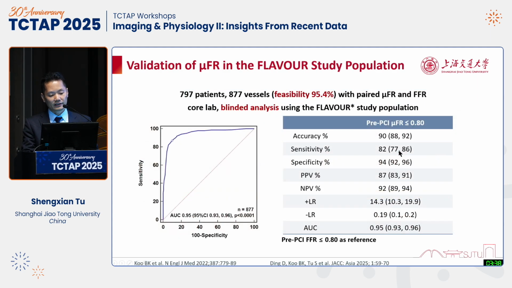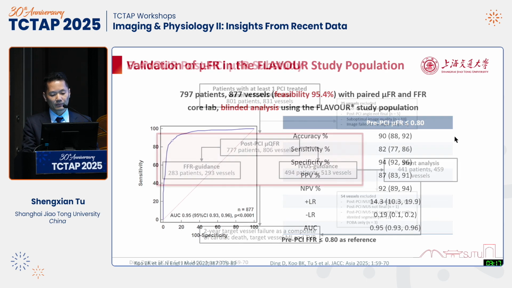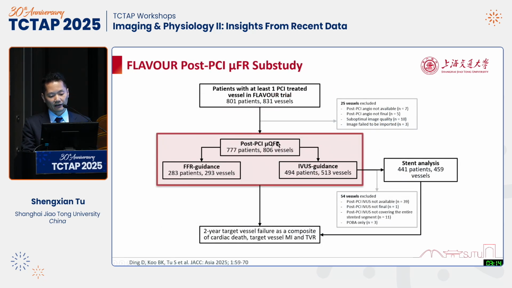So we further validated this single view in a larger population, the FLAVOR study population. In a blind analysis with Professor Koo, we analyzed 877 vessels, as you can see. Even retrospective analysis feasibility can be 95.4% because a single view is needed. And diagnostic accuracy was 90% in this study cohort. And in the same population, we analyzed the post-PCI mu-FFR, because a single view is needed. So we were able to analyze most of the post-PCI angiograms and correlate them with 2-year target vessel failure. Some of them were from the FFR guidance group and some from the IVUS guidance group.